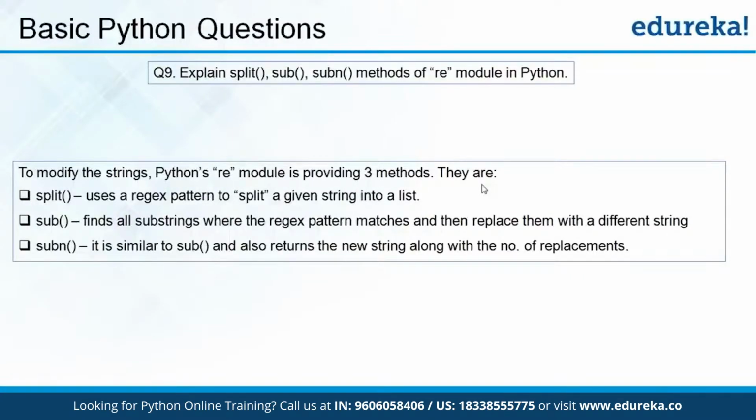Now, when it comes to regular expressions in Python, how do we do various things in Python? We've got an RE module. Split uses a regex pattern to split a given string into a list. Sub will find all the substrings where the regex pattern matches and replace them with a different string. And subn will replace like it does in sub, but it will also give you how many replacements happened.